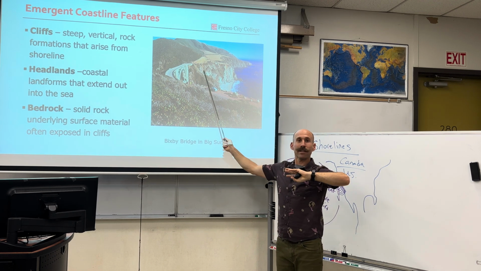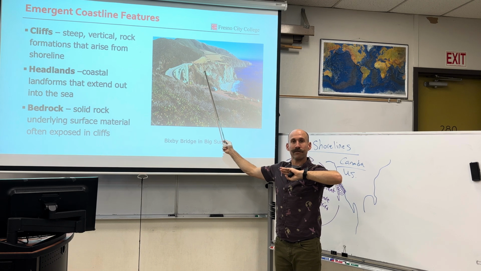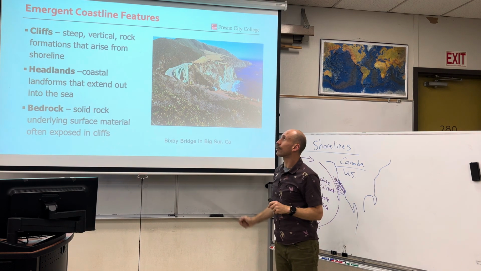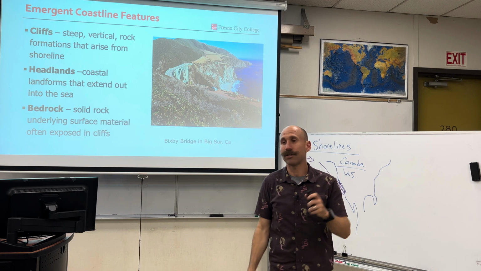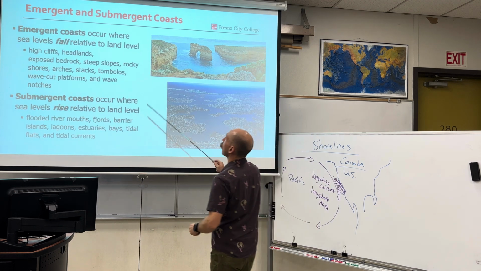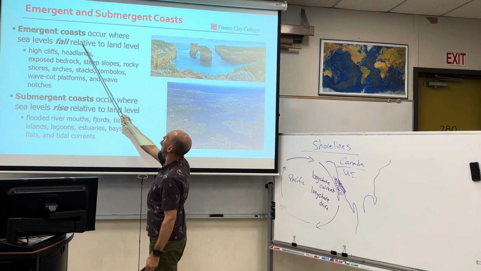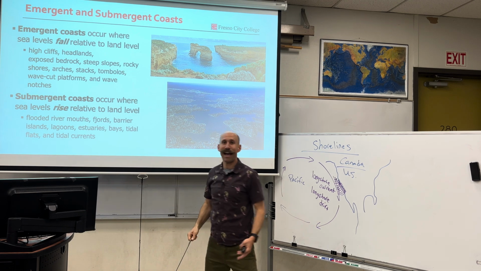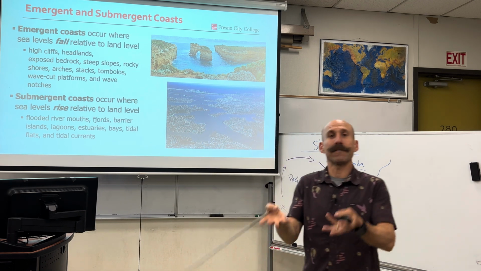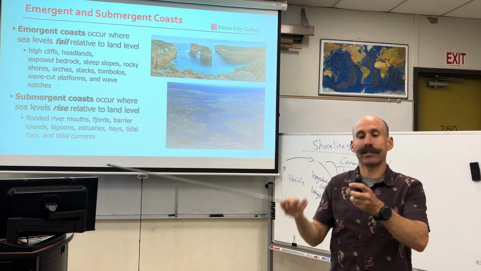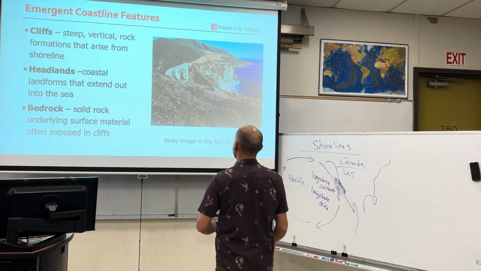But when you see this type of coastline, you know this is an emergent coast, which often has to do, let's go back a slide, with sea levels falling relative to land level. This can also mean active tectonics are lifting up the continental rock, so it can happen both ways.